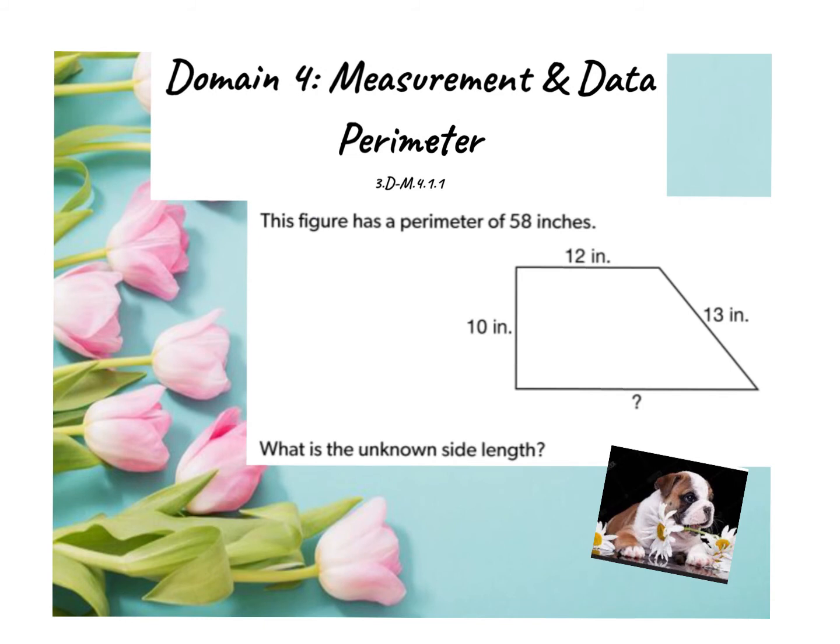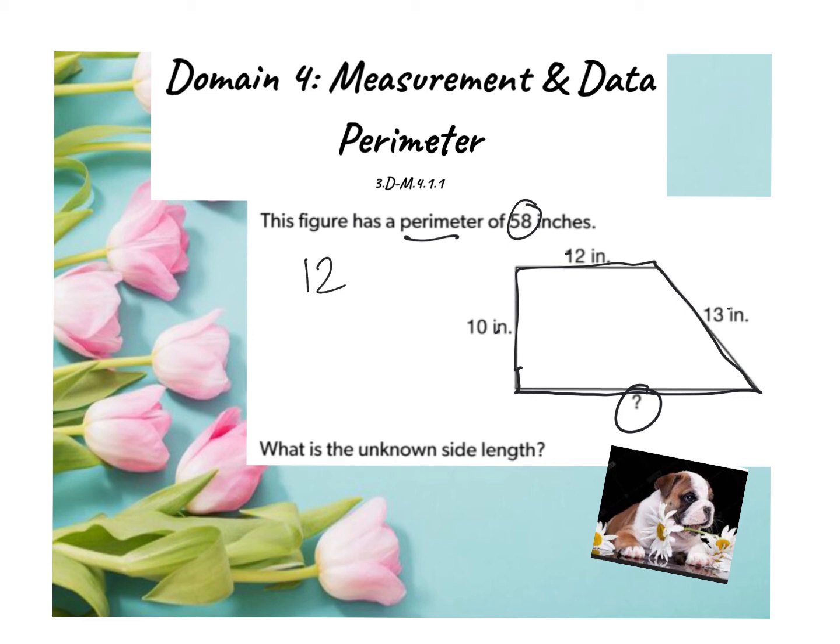Let's practice this one together. This figure has a perimeter of 58 inches. So we know that perimeter, that total length from here to here to here to here is all 58 inches. What's the unknown side length? So we have an unknown side. So what we need to do first is add up the sides we know.